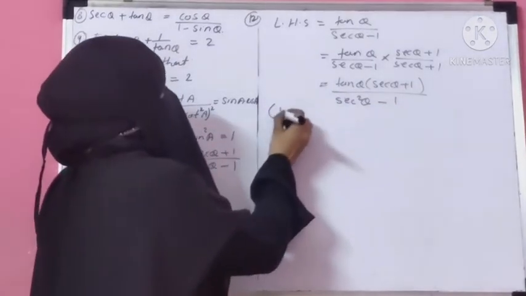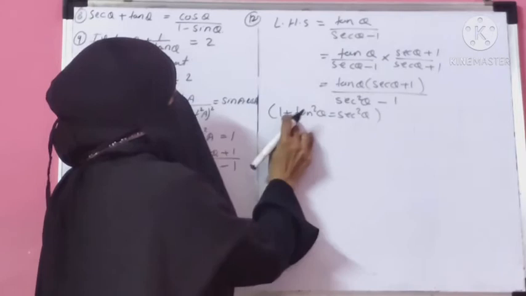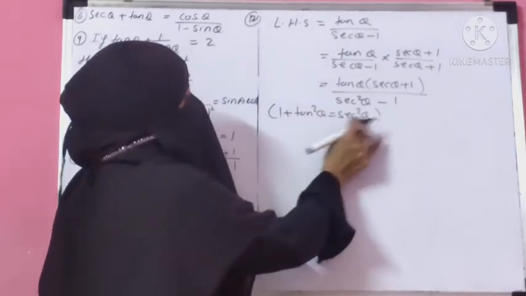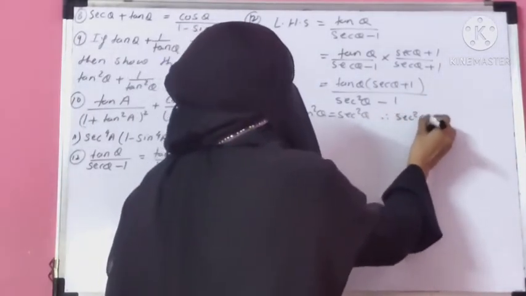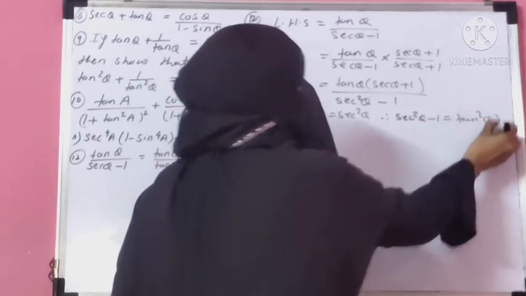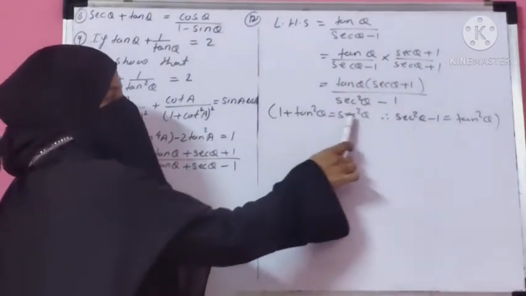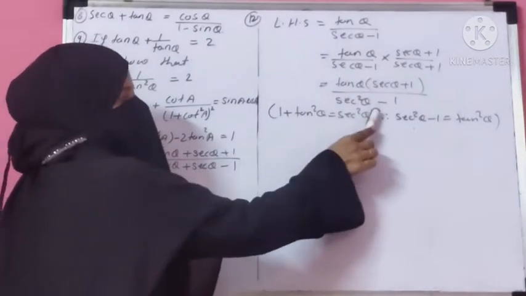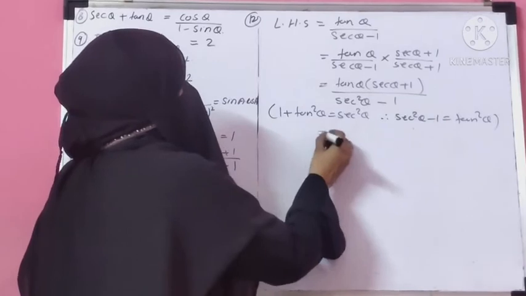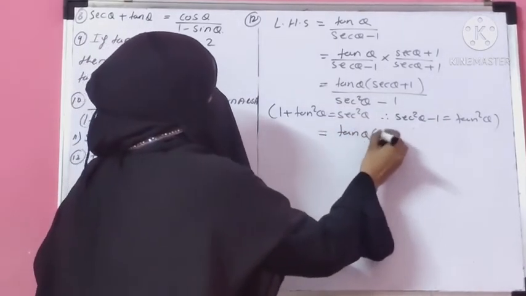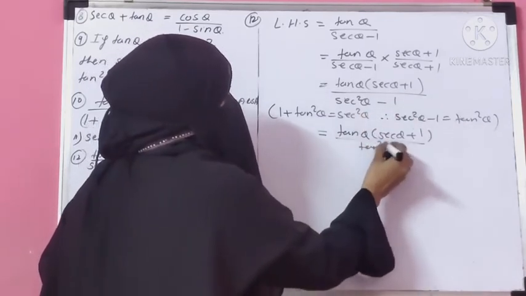And you know the identity, 1 plus tan square theta is equal to sec square theta. So if plus 1 is shifted to the other side, it becomes minus 1. Therefore sec square theta minus 1 is equal to tan square theta. So in place of sec square theta minus 1 you can write tan square theta. So apply here: tan theta as it is, times sec theta plus 1, divided by sec square theta minus 1, which is nothing but tan square theta.